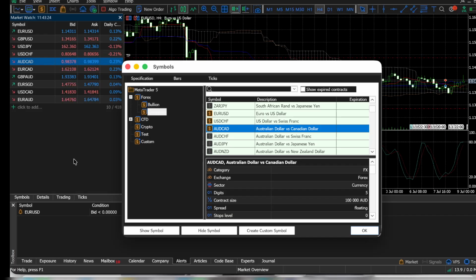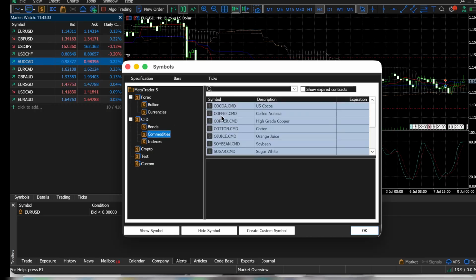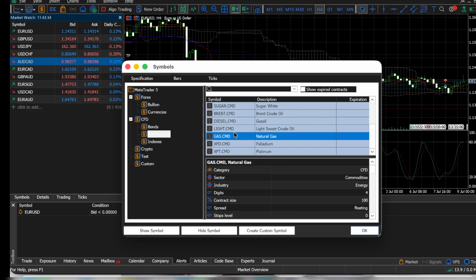In clicking Symbols, a new window will pop up, displaying a comprehensive list of the available categories and instruments. Here, you'll find categories such as forex, bonds, indices, and of course what we're focusing on today, CFDs or contracts for difference. You'll want to click on CFD to explore more. CFDs offer the ability to trade on the price movements of a variety of financial markets without owning the underlying asset. Within the CFD category, one particular subset holds our interest: commodities.